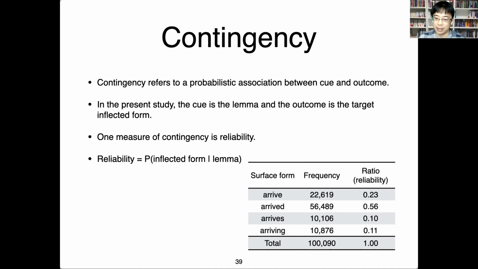And so this ratio is a reliability, and it captures the skewness of the distribution of different forms within the same lemma, which in turn entails the strength of association. So this is basically the reliability of the cue between the lemma and the form. When the lemma arrive is used, it's often used to indicate events in the past. That's an association. And so it's expected to be easier to process arrive in past tense than in present tense.